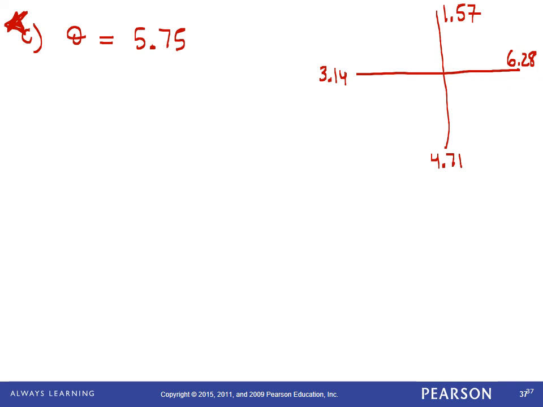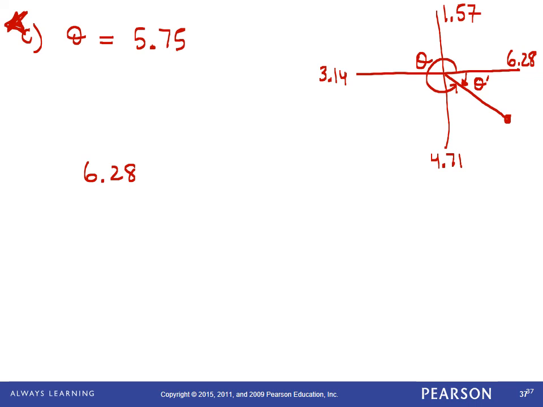So 5.75, quadrant 4, right? Because that's all I really need to know. I need to know which quadrant I'm in. I'm in quadrant 4, so that means I have a whole turn right here. That's called theta. So then can you give me the value of the reference angle? All right, there's my reference angle.